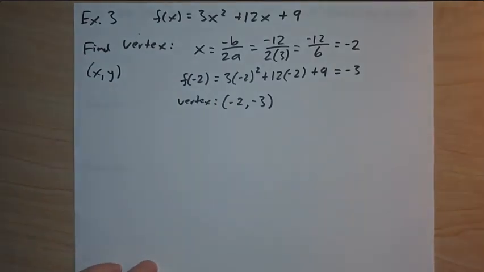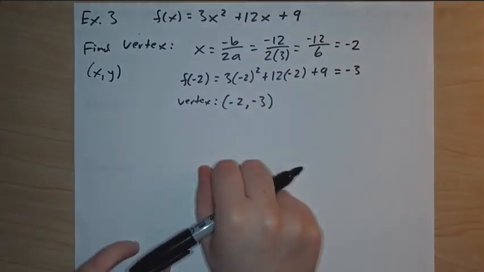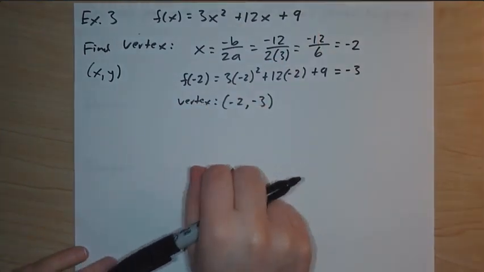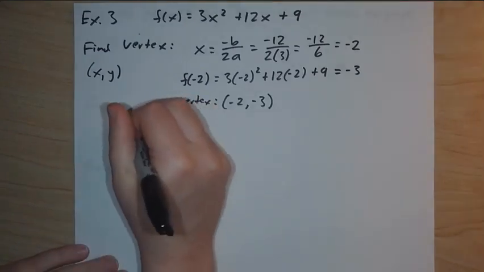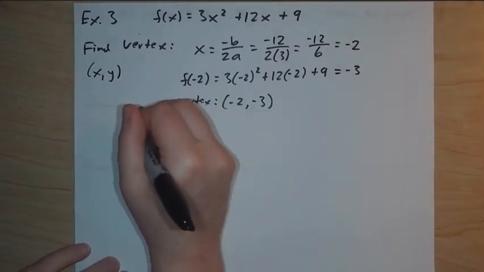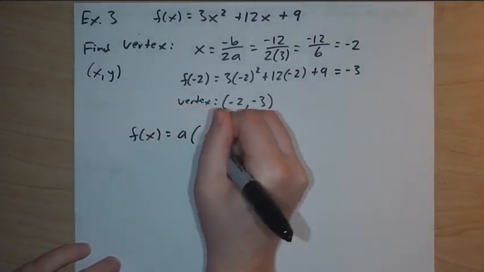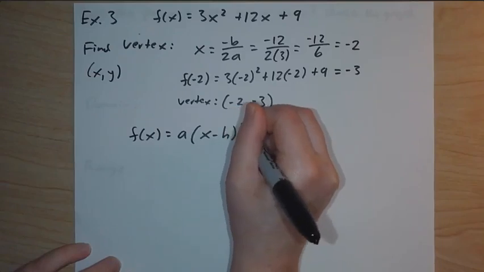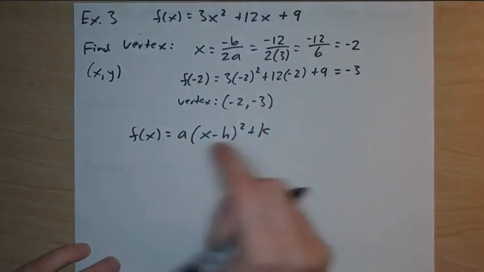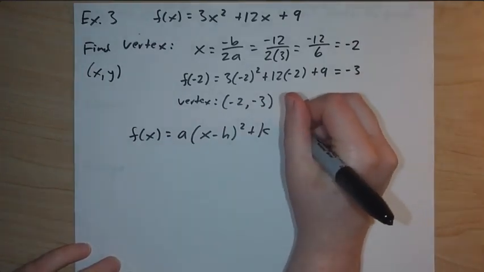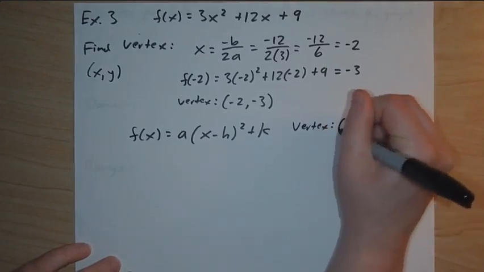Now that we know our vertex, we're actually going to put our function into vertex, also called shifted form. This will help us later. Vertex or shifted form is when we have f of x is equal to a times x minus h squared plus k, where a is our leading coefficient and h, k is our vertex.